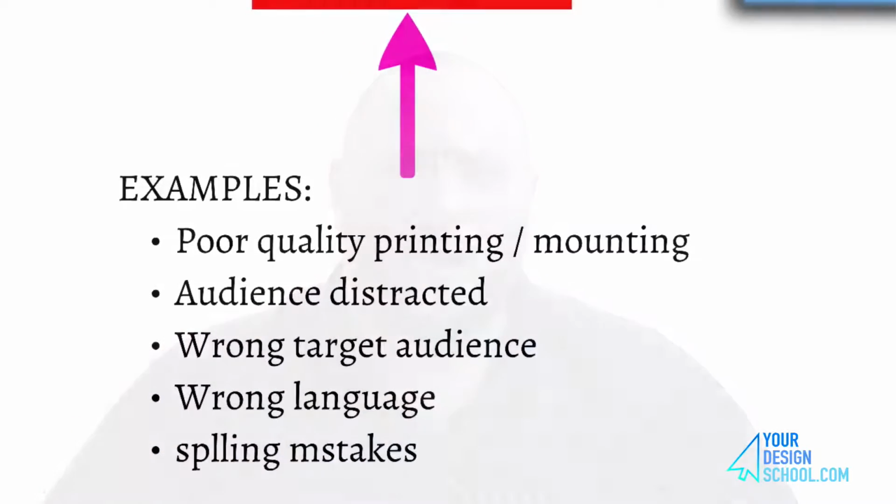So you've got poor quality printing, a distracted audience, or the wrong target audience, so you're using the wrong language or the wrong font or the wrong image or the wrong mood or the wrong style. And you might have spelling mistakes in your work. Spelling mistakes are going to kill your communication because they make you look stupid. They make you look like you're not thorough enough and that you don't care enough about the audience to actually spell check your work. So that's going to knock you down.